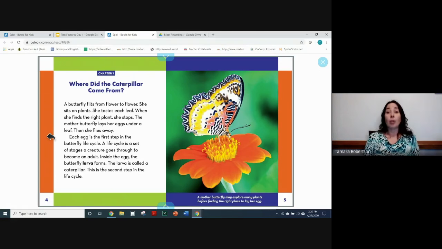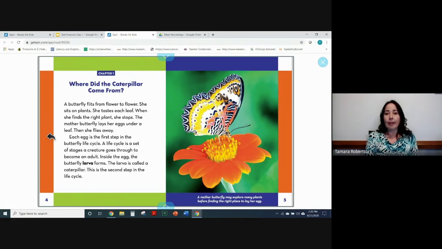And I can tell you, as a reader previewing this text, it's got me very excited to learn more about caterpillars and butterflies. Are you excited too? Do you want to learn? Okay, let's read the book and see what we find out.